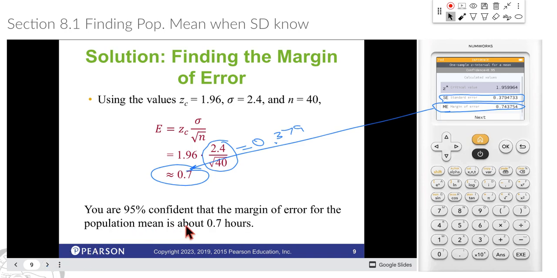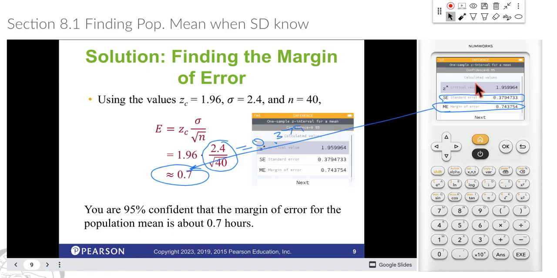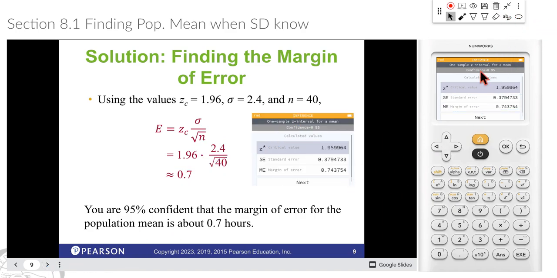And we're able to say we're 95% confident that the margin of error for the population mean is about 0.7 hours. And we're going to see how we can apply that to a confidence interval. Okay, so again, standard error got calculated for us. It shows for us. We maybe don't really need that, but what we're going to use is this margin of error, and it's calculated for us.